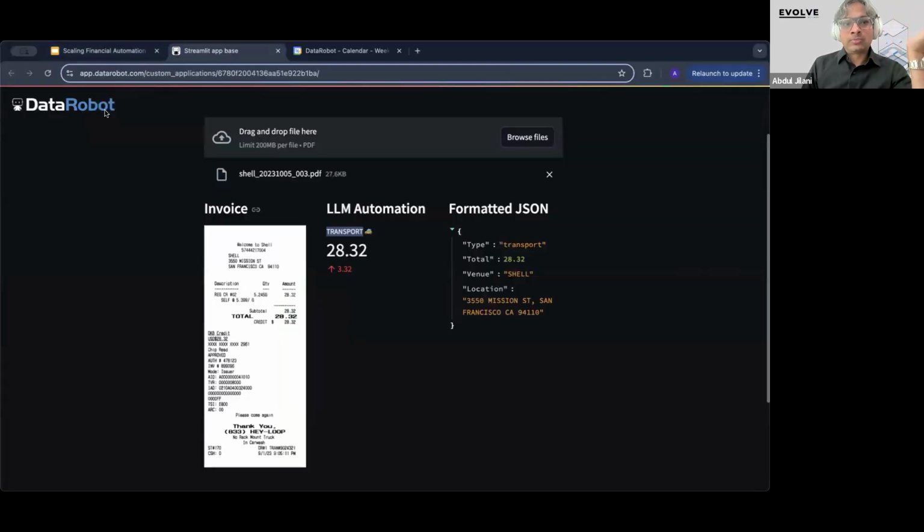And all of this is in DataRobot. So even the application is hosted inside DataRobot. So we are using custom applications that DataRobot provides to show this demo.